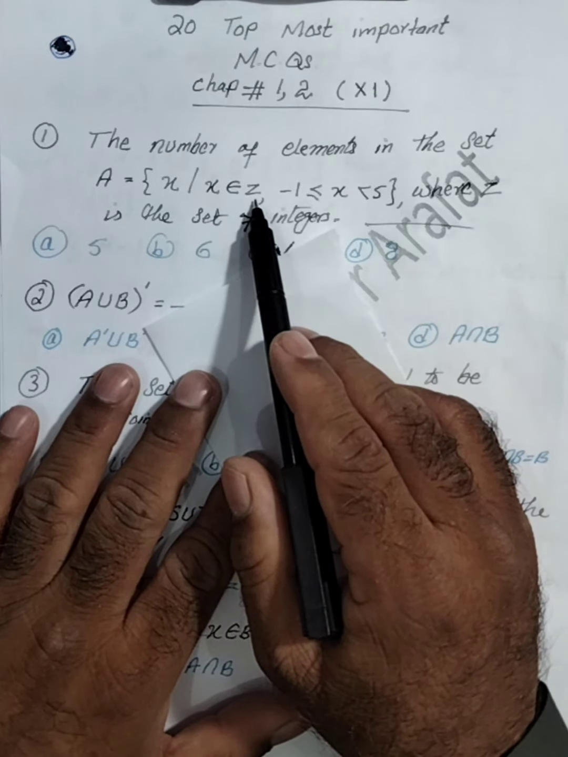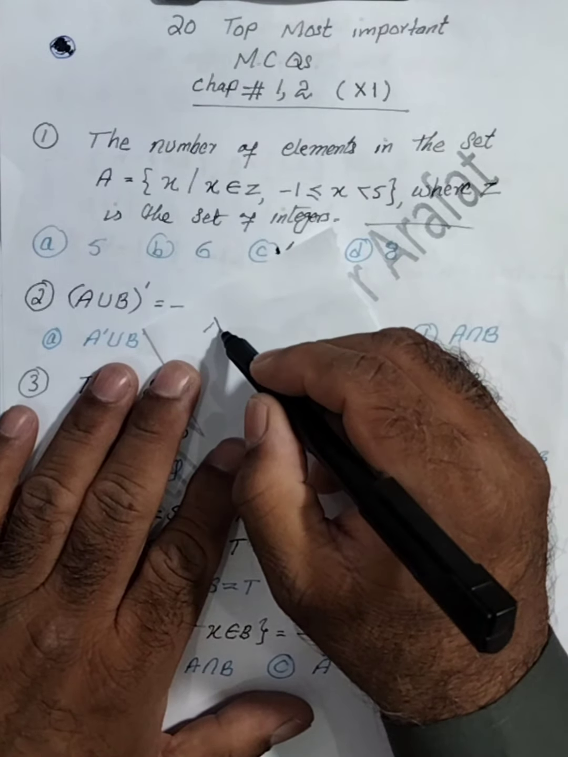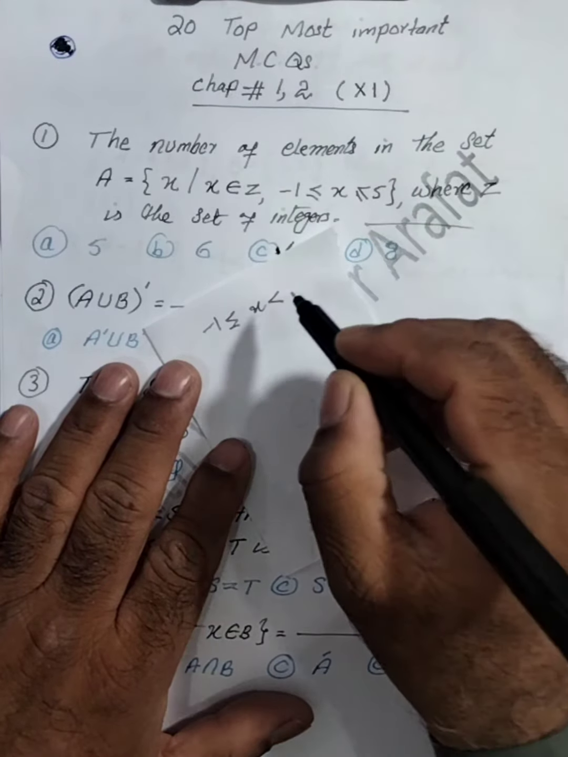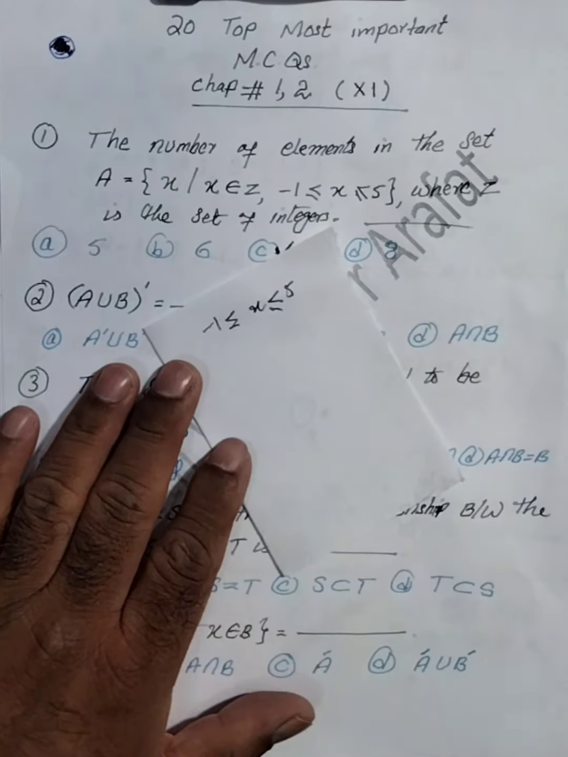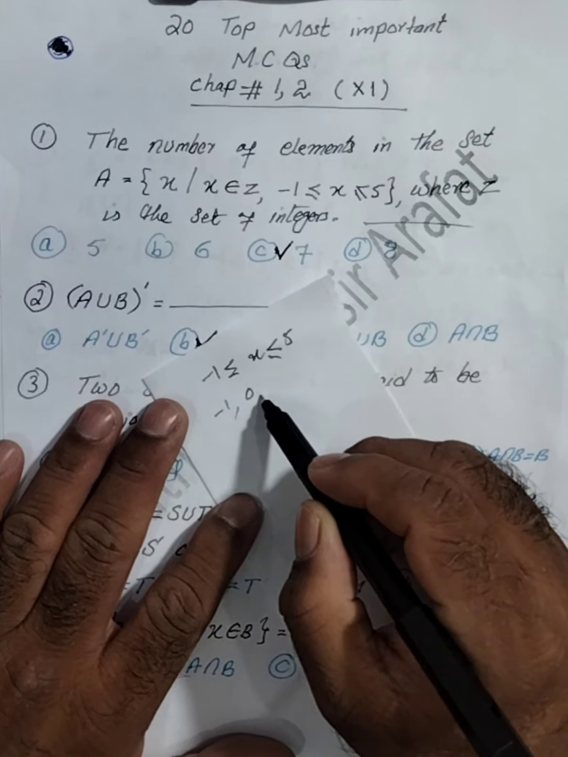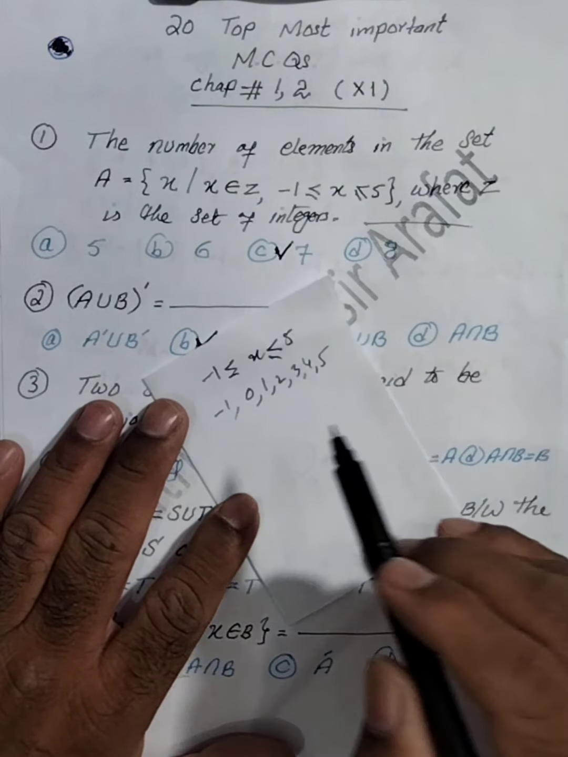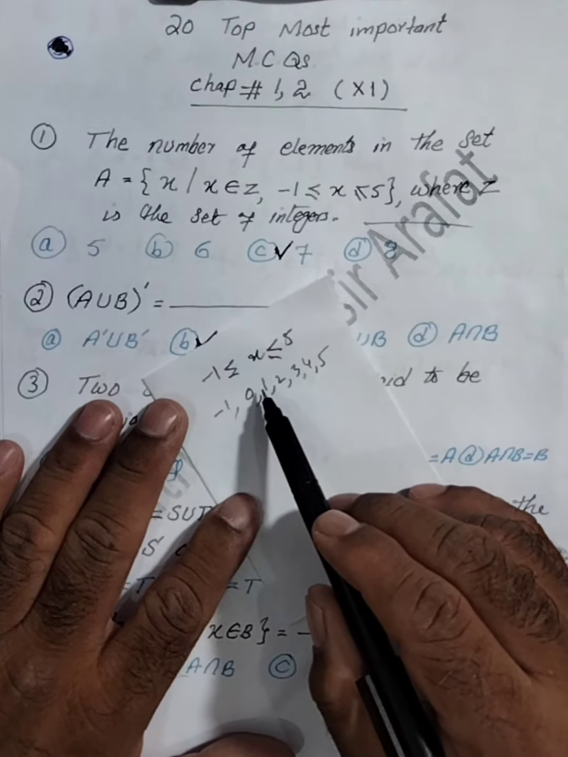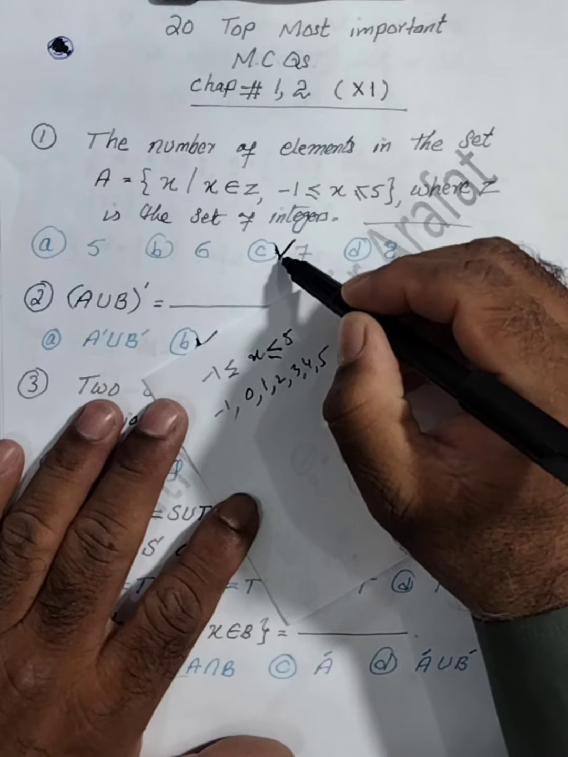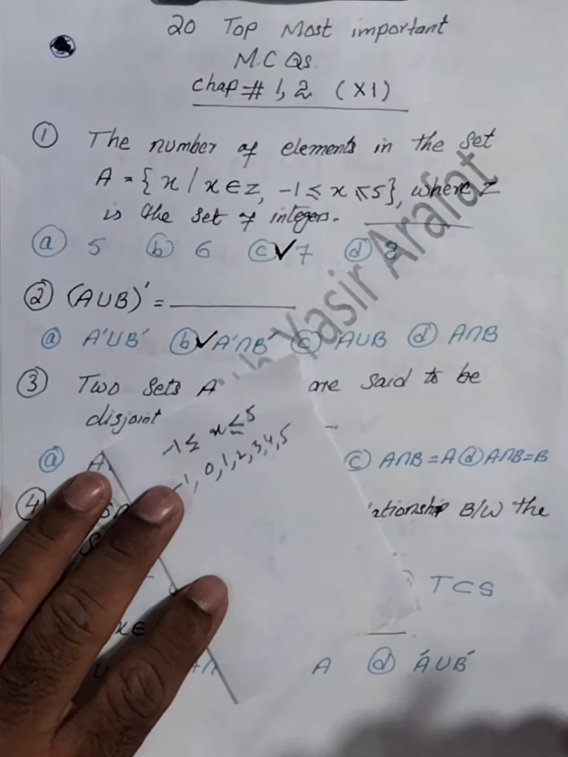A = {x | x belongs to Z, where Z is the set of integers, and minus 1 less than or equal to x less than or equal to 5}. So here minus 1, 0, 1, 2, 3, 4, 5. So how many elements here? 1, 2, 3, 4, 5, 6, 7. So it means there are 7 elements in this set. So C option is correct.